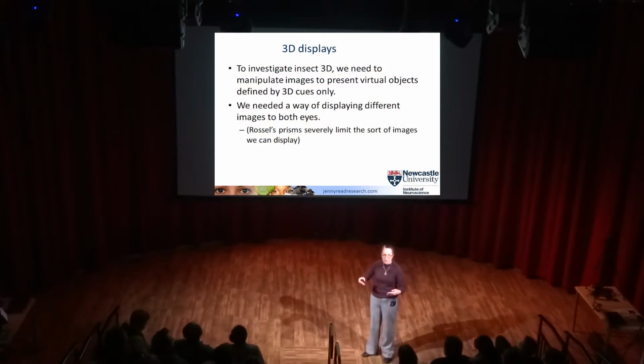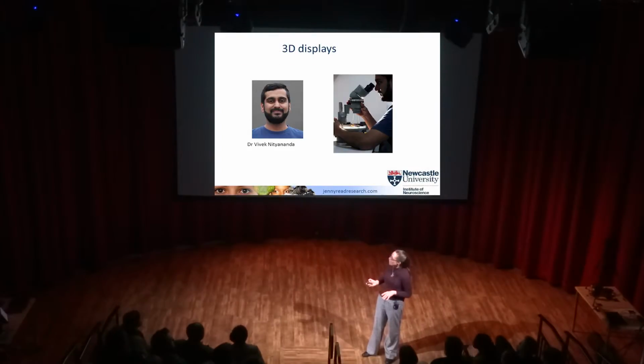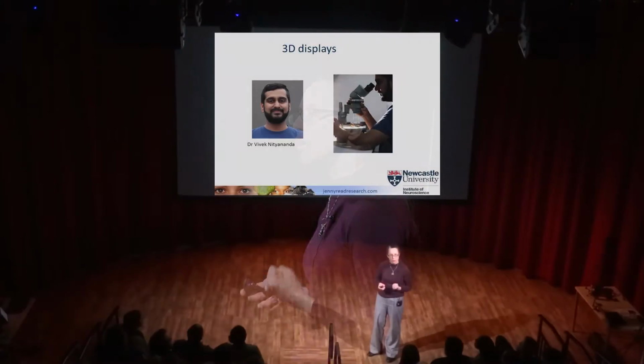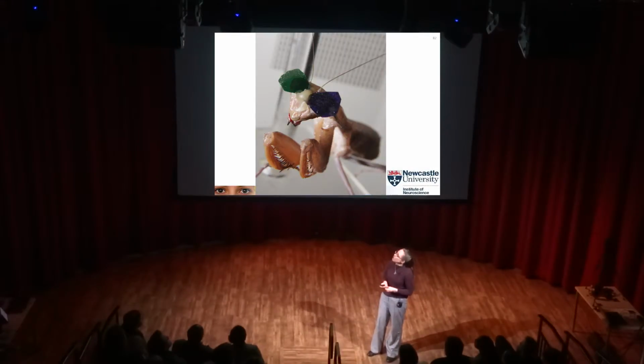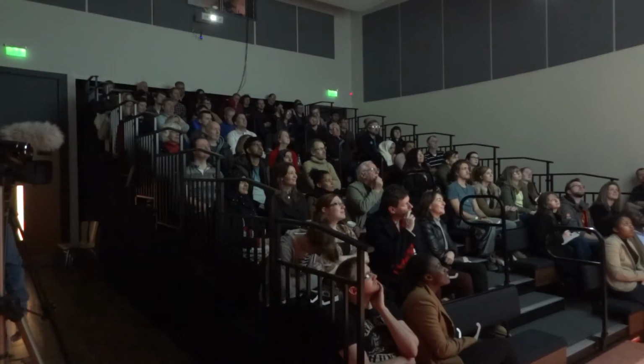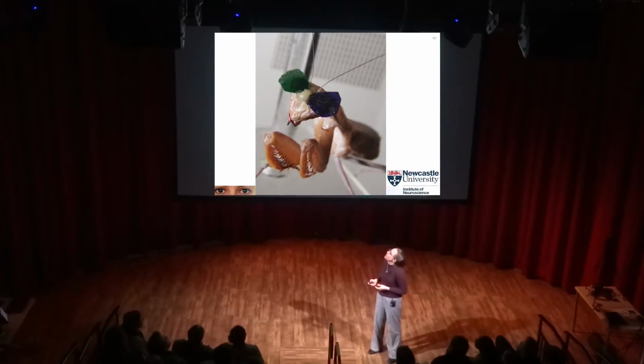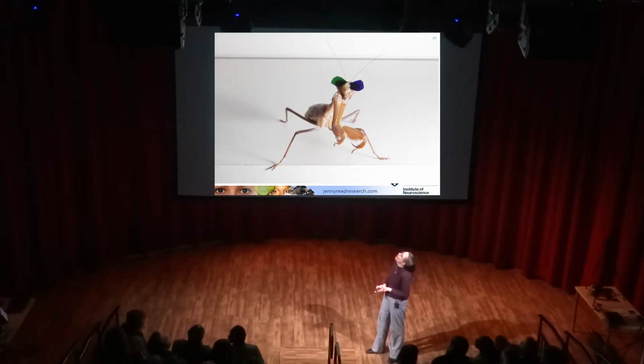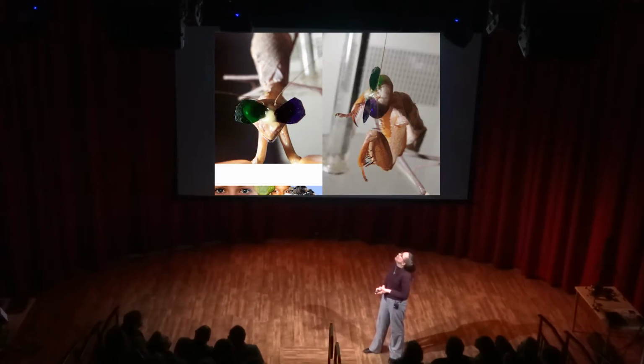But the prisms are fairly limited. You can shift objects closer and further away. But we wanted to display more elaborate images to the mantises, so we needed a better 3D display. And that took a long time and a lot of work for Vivek. And eventually Vivek came up with a really good solution, which looks like this. 3D glasses for insects.